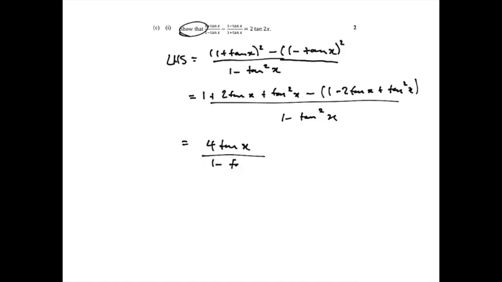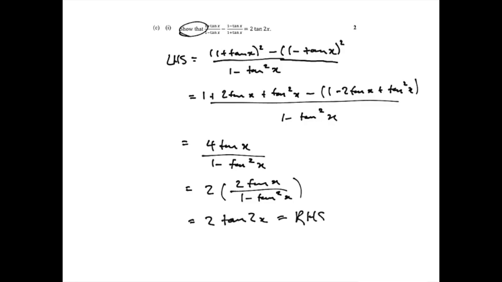When we do that we end up with 4 tan x over 1 minus tan squared x, which is 2 tan x over 1 minus tan squared x, which is on our reference sheet the double angle formula for tan. So that's 2 tan 2x, which is my right hand side.